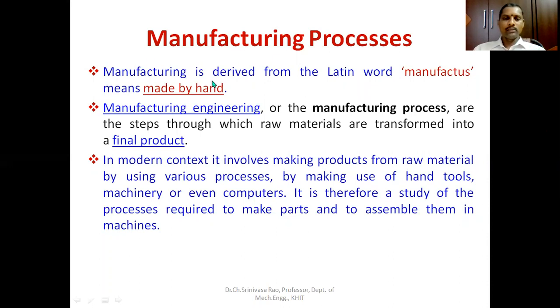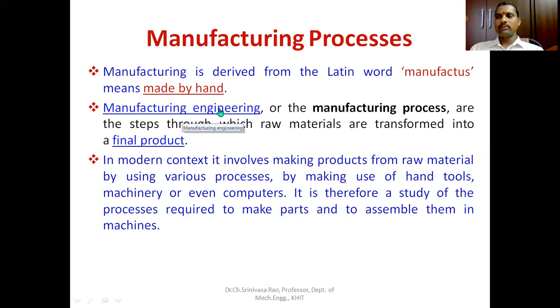So manufacturing is a word derived from the Latin word manufactus, that means a component made by hand. Earlier days, of course, most of the components were made by hand. But today, with the help of tools, machinery, and advanced computerized technology, the manufacturing scenario has changed. So that is why you have a separate branch in mechanical engineering called manufacturing engineering.